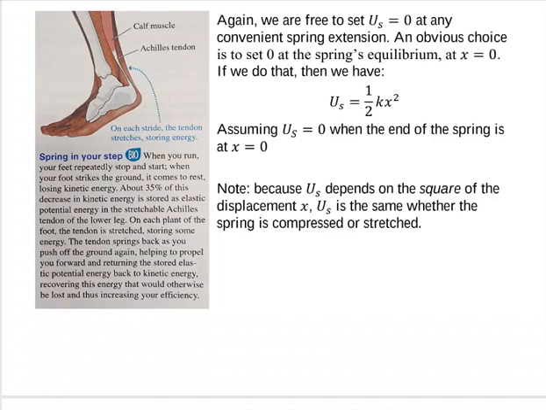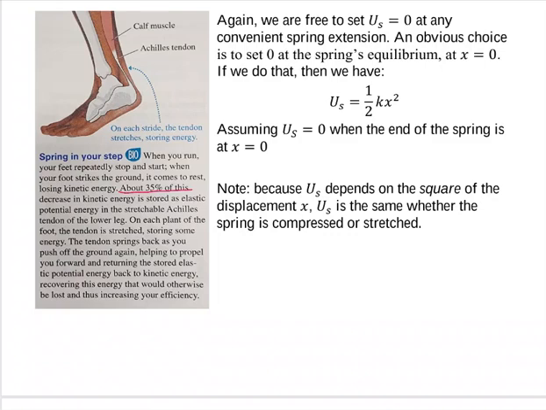When you run, your feet repeatedly stop and start. When your foot strikes the ground, it comes to rest, losing kinetic energy. It says about 35% of this decrease in kinetic energy is stored as elastic potential energy in the stretchable Achilles tendon of the lower leg. On each plant of the foot, the tendon is stretched, storing some energy. The tendon springs back as you push off the ground again, helping to propel you forward and returning the stored elastic potential energy back to kinetic energy, recovering this energy that would otherwise be lost and thus increasing your efficiency. So the human body has these potential and kinetic energies going on within it all the time.